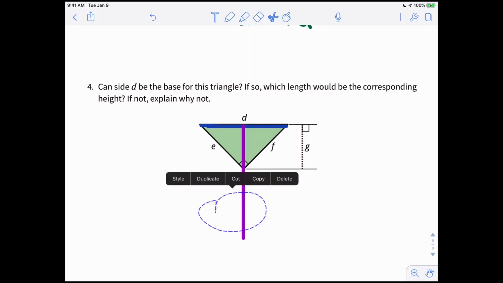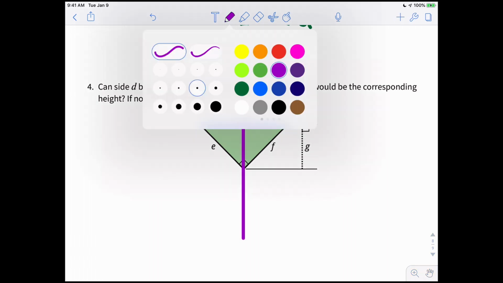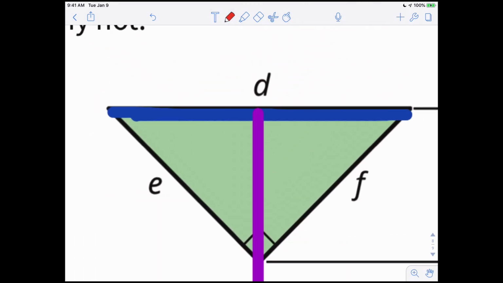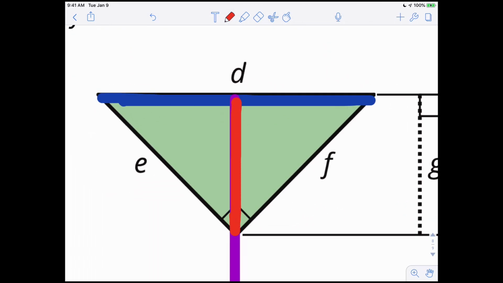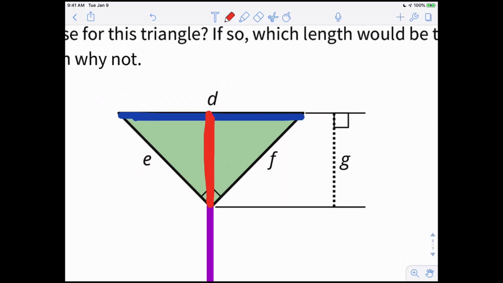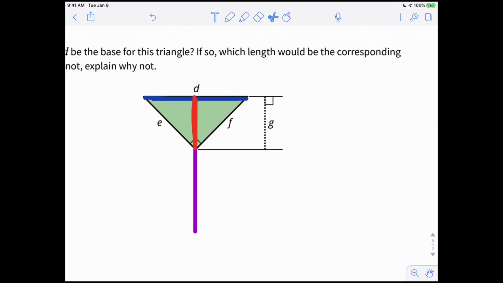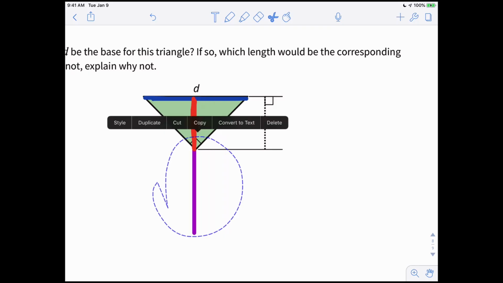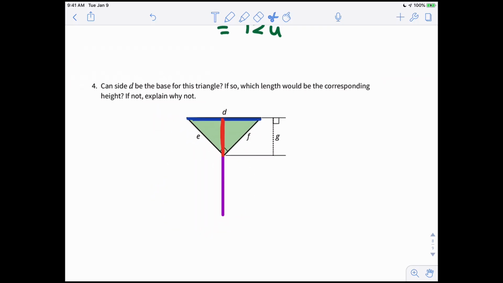So let me show you why. We've found beyond a shadow of a doubt that that is our height right there. So the red section is our height. And if I just drag it and keep it moving, boom, G is the same thing as our height. All right, so what would be the corresponding height? And the answer is G.